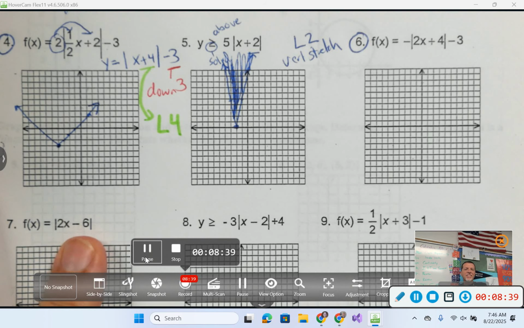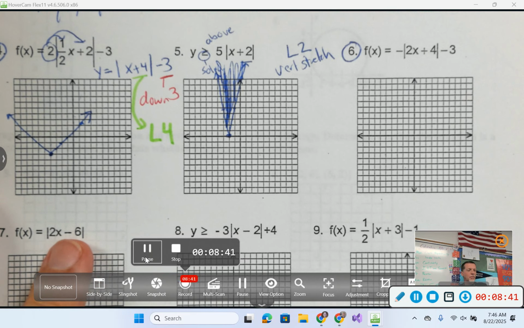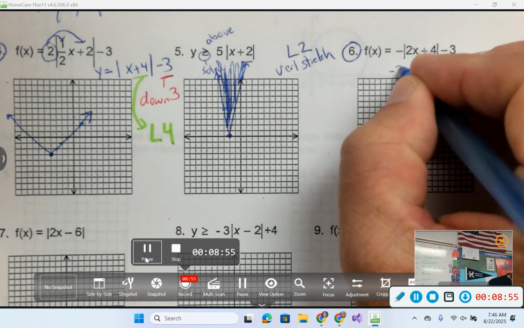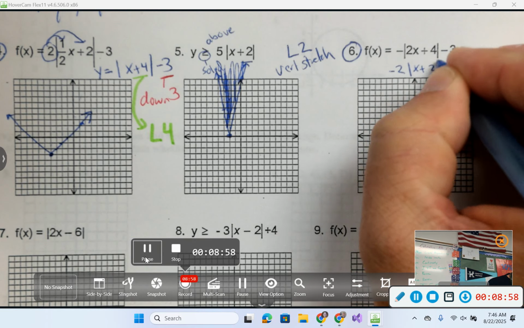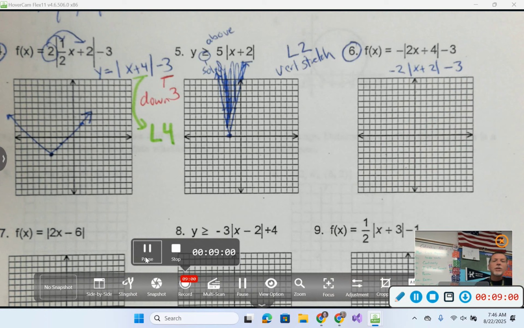Looking at number 6. What do you think we should do with number 6? Distribute the negative. Well, you can't distribute a negative into an absolute value. That messes it up. But I could take the 2 out, and that would make my life a lot easier. So let's factor out the 2, and then it looks like I want it to look. Like I really want the x by itself. So I would take the 2 out of number 6.